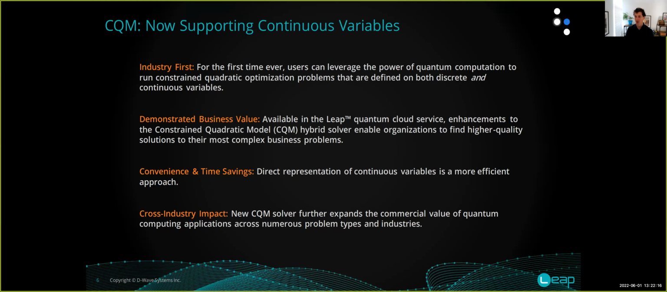We have been able to use this in the context of demonstrating business value. As I said, that example was derived from work with Johnson & Johnson. Our solvers provide convenience and time saving for customers. So our ability to specify these continuous variables, as well as the constrained quadratic models more generally, allows users to specify their problems in a language that is relatively easy to understand, and they get back good quality solutions in a small amount of time.